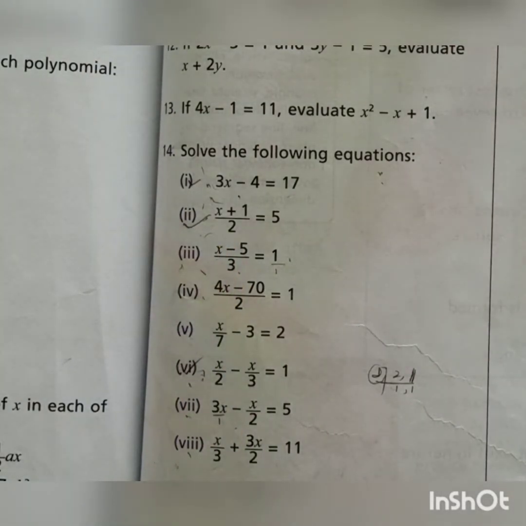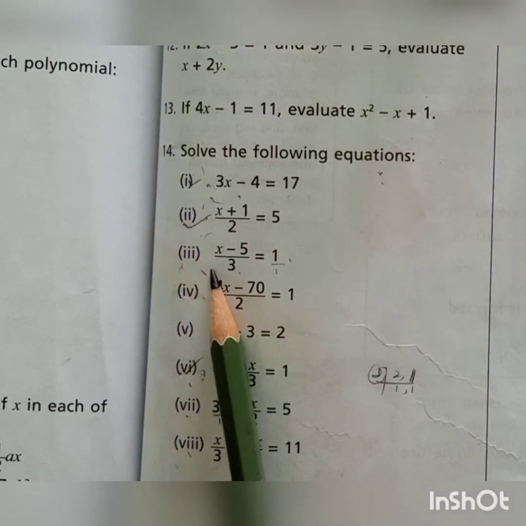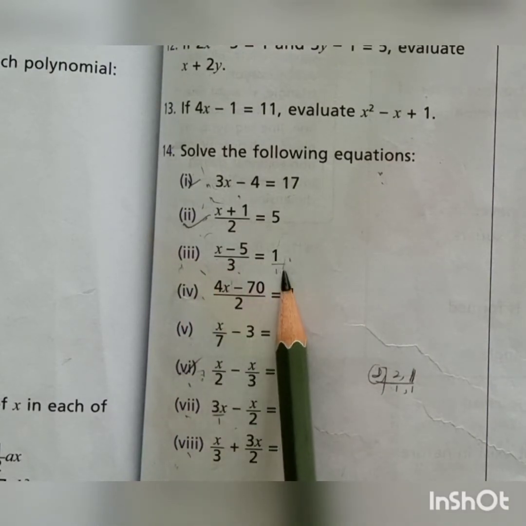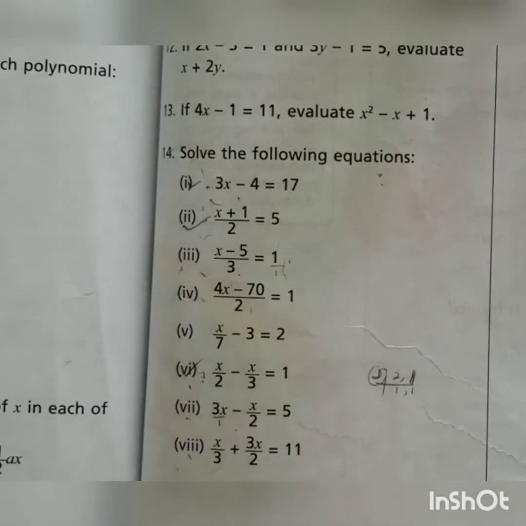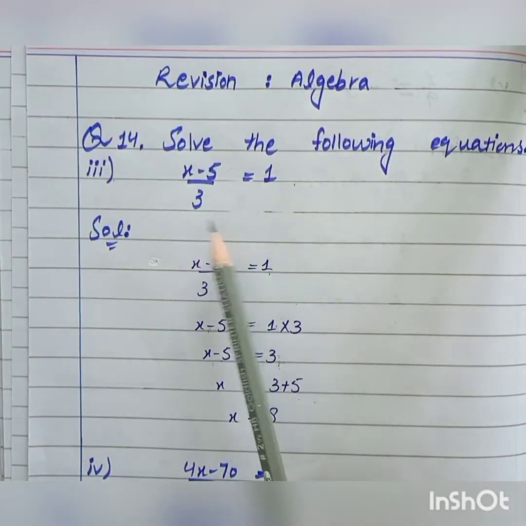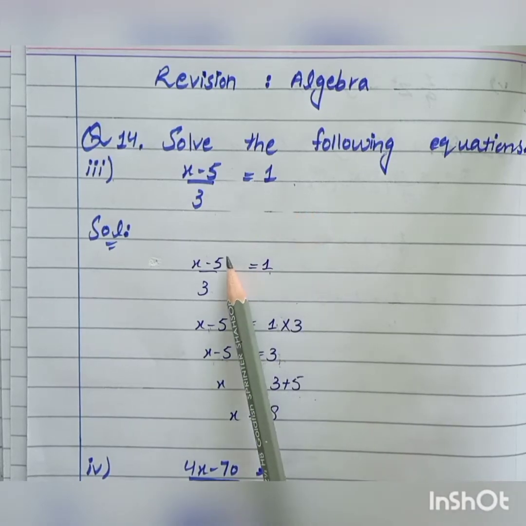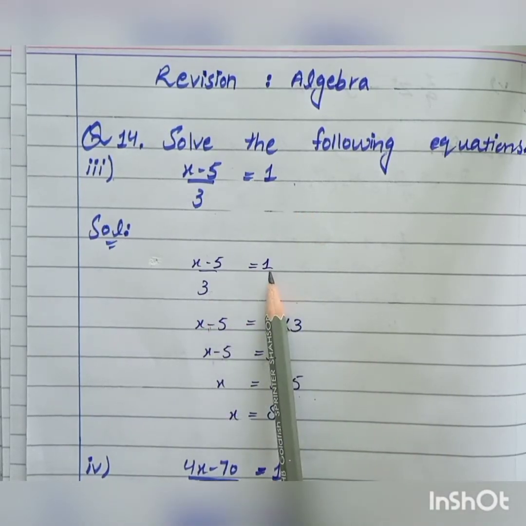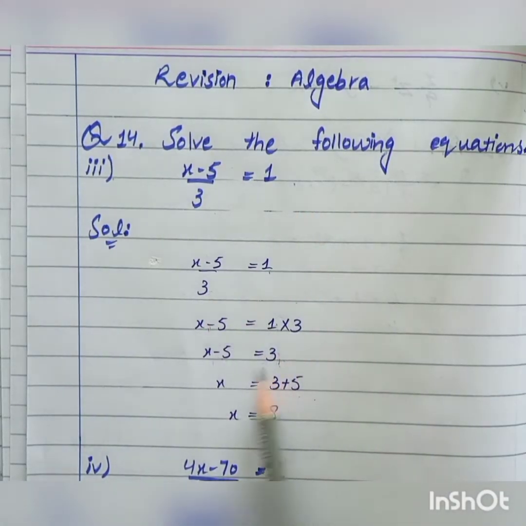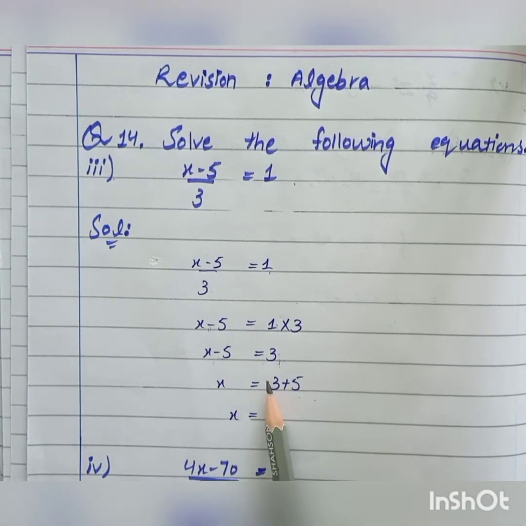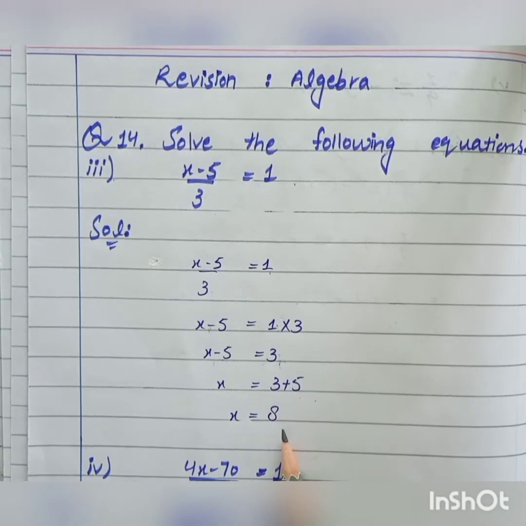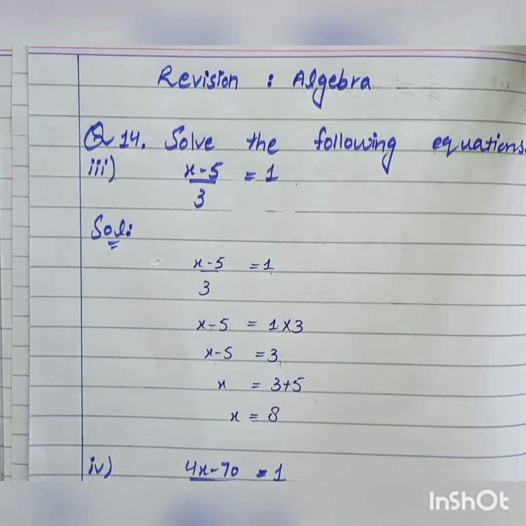Let's start. Question number 14, third part: (x minus 5) divided by 3 is equal to 1. These questions have statements: solve the following equations. Solution: 3 multiplied by 1 is equal to 3. x minus 5 is equal to 3. So minus 5 will go to the other side of the equality. 3 plus 5 is equal to 8. The required answer is 8. x is equal to 8.